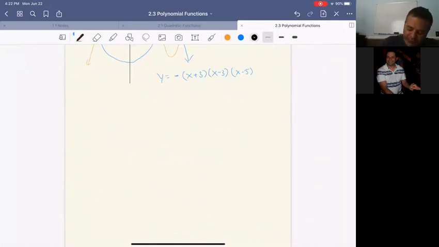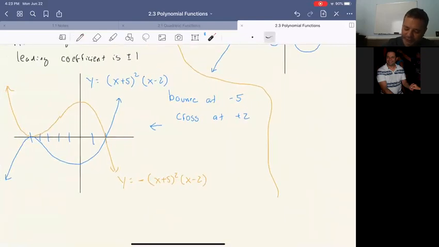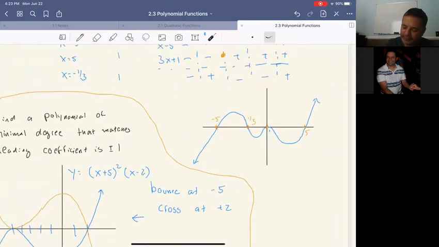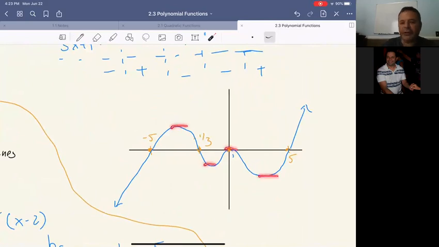Just want to mention it. So, a polynomial of nth degree has at most n minus 1 turning points. Okay, so if you look, for example, these are third degree polynomials, and they have 1, 2 turning points. Let's look at some of the other ones. This one was a third degree polynomial, 1, 2 turning points. This one was a fifth degree polynomial, 1, 2, 3, 4 turning points.